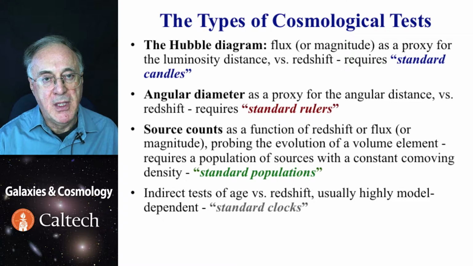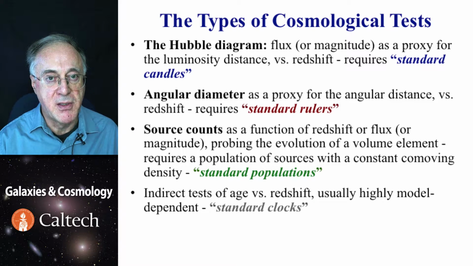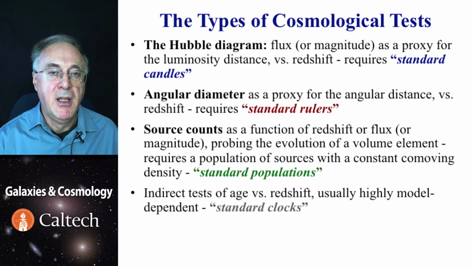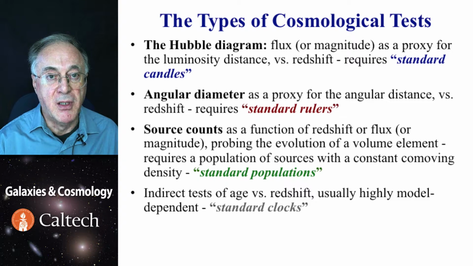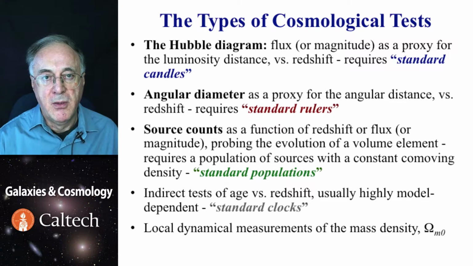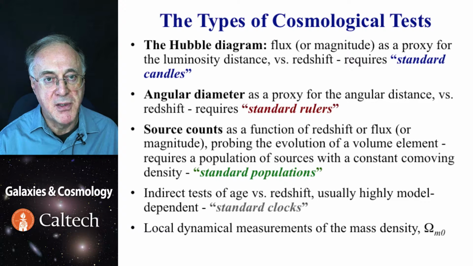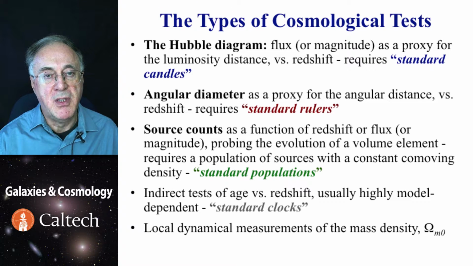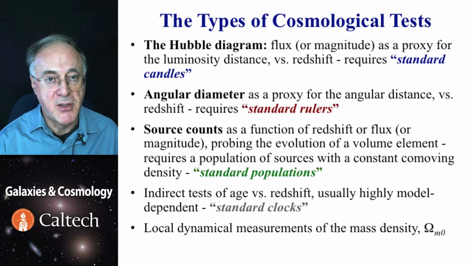And in principle, if we could somehow estimate look-back time to a family of objects, say galaxies, through age of their stellar populations, we could perform a direct test of look-back time versus redshift. But that turns out to be extremely difficult and model dependent and essentially has never been done. What can be done is to measure the local matter density of the universe using dynamics of galaxies or clusters of galaxies near us. That produces a measurement of the omega matter parameter, fraction of the critical density in regular matter, regardless of all of the distant measurements.